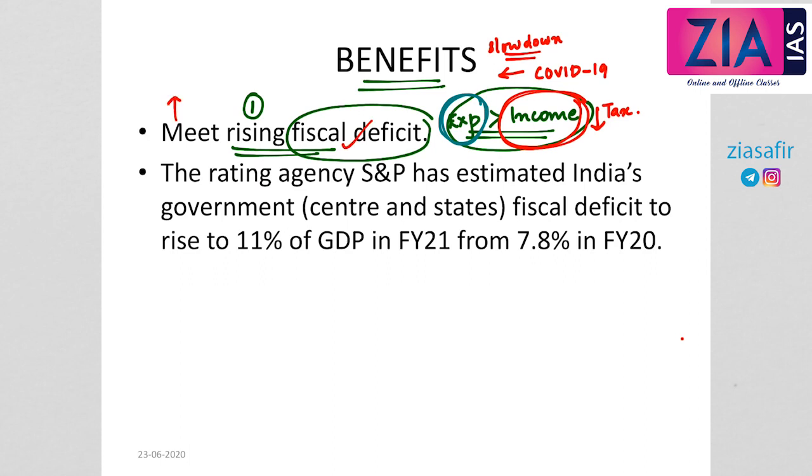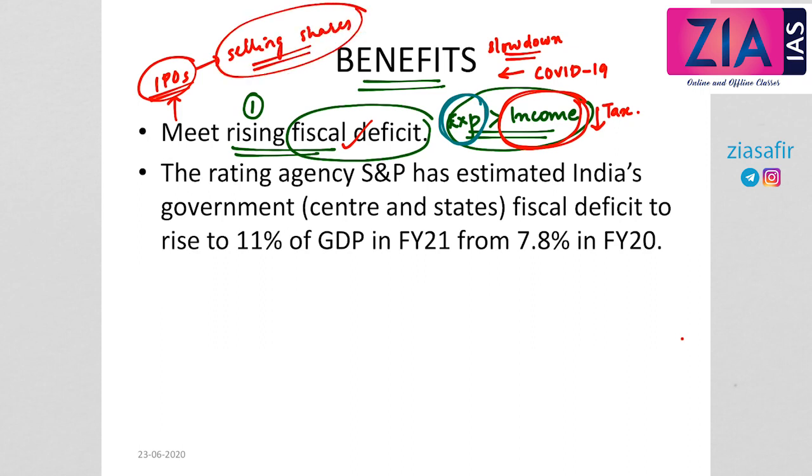Now we have seen that through IPOs, initial public offers, the government is selling the shares. So the government is selling the shares of LIC. LIC is fully owned by the government. So by selling the shares of LIC, the government will be able to raise some capital, and this can be used in meeting the fiscal deficit to a certain extent.